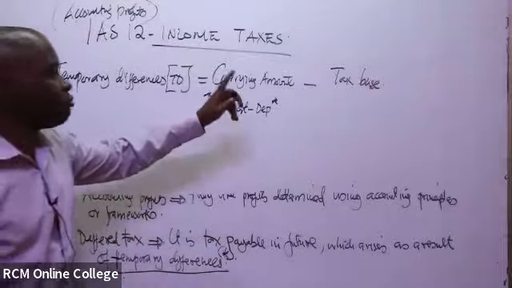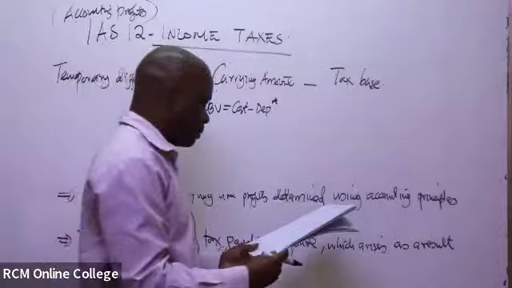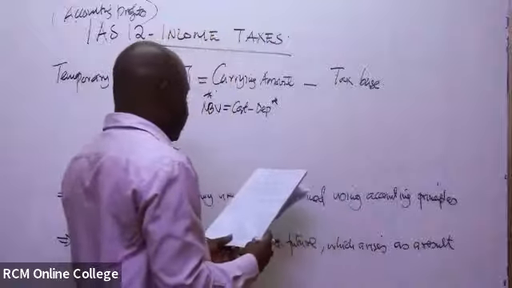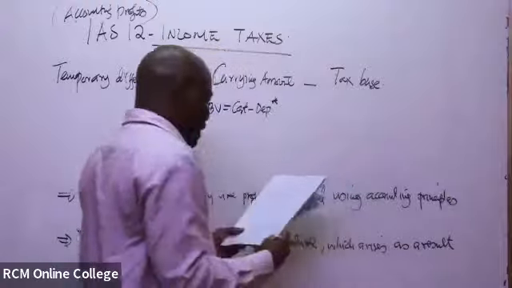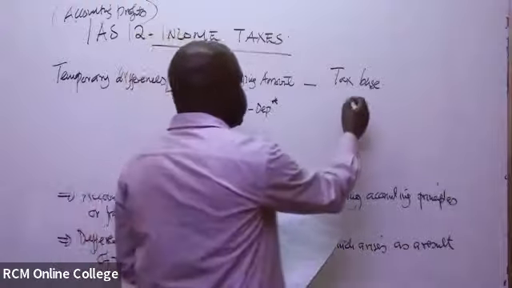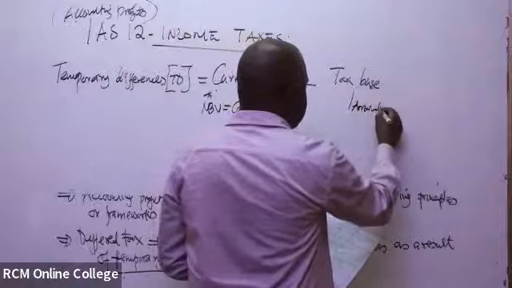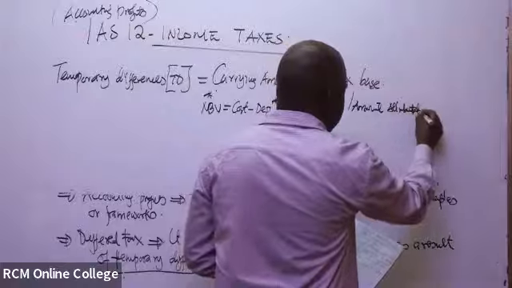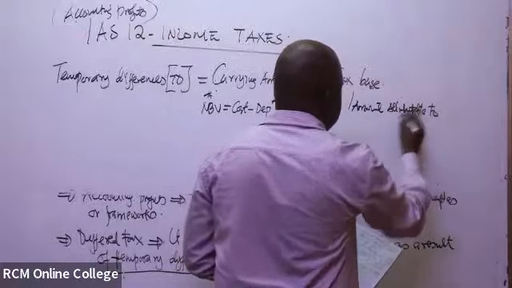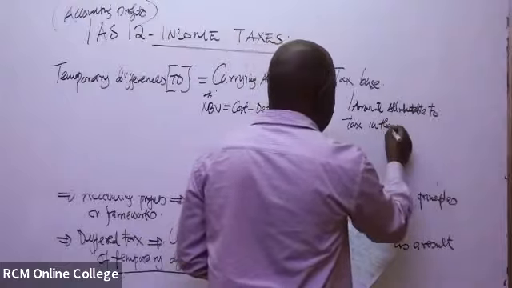But now you have to minus the tax base. So this tax base will likely be determined by the taxman. It is the amount attributable to tax in the future.